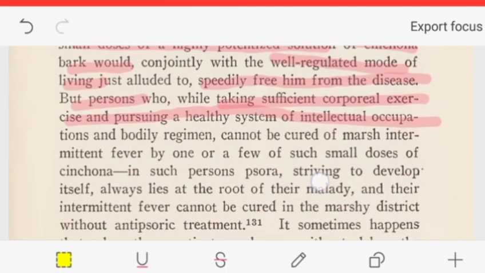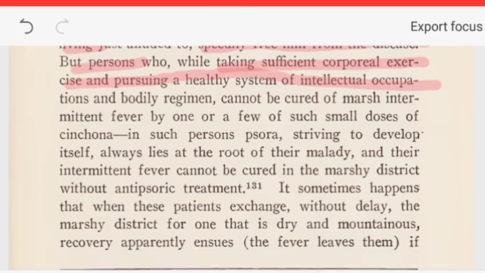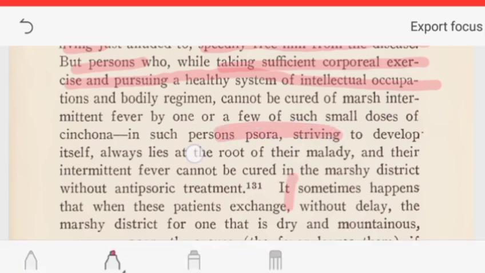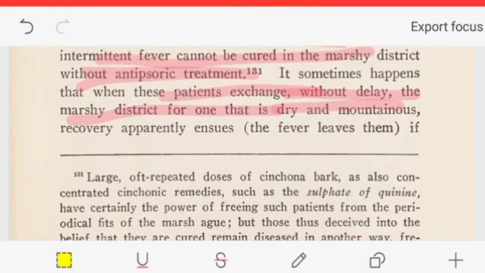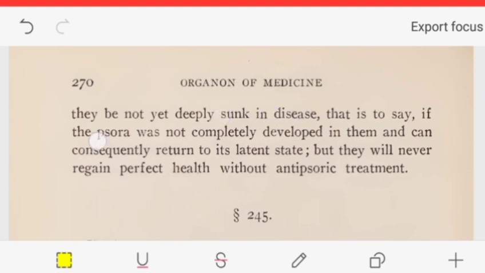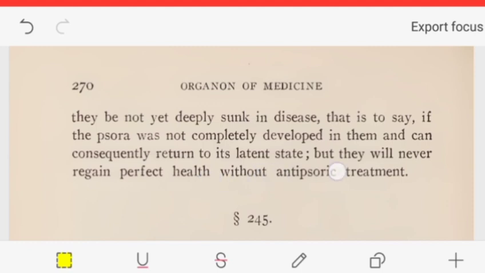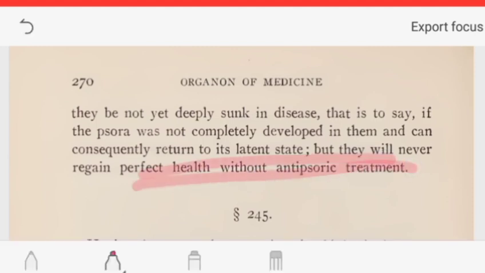But a person who takes sufficient corporeal exercise and pursues a healthy system of intellectual occupation and bodily regimen cannot be cured of the marsh intermittent fever by one small dose. For that robust person, psora is present at the root of the disease, so it cannot be cured without antipsoric medicine. For a person who is completely developed with psora, at that time we should give an antipsoric remedy. But sometimes, persons exchanged from a marshy to a dry mountainous region apparently recover if they have not sunk deeply into the disease. That is to say, psora is not completely developed in them and can consequently return to the latent state, but they never regain health without an antipsoric remedy. So always remember that first we try with non-antipsoric.